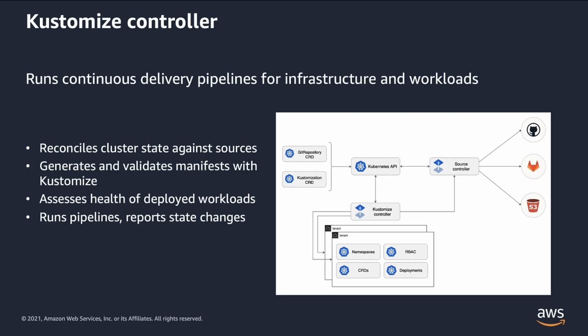This is where you can have templates and paths, and you combine that with workloads and specifications, and Kustomize will pull them together and actually ensure that they're running. And it's constantly assessing the health of the deployed workloads, and it just runs these pipelines all the time and then reports state changes. So again, getting out notifications.